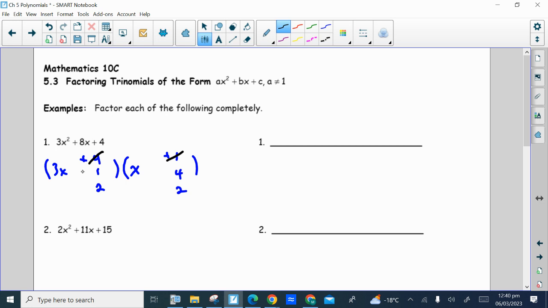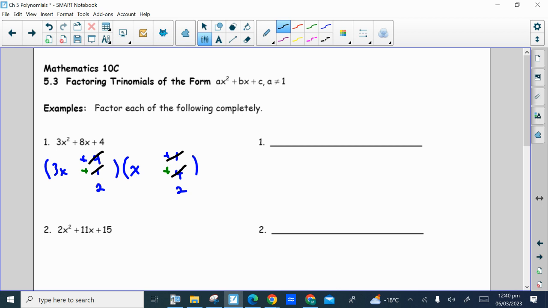What if we did a 1 in the first and a 4 in the second? Again, they both need to be positive. The outer products would be the 3x times the 4, that's 12x. The inner products would be 1 times x, which is 1x. 12x and 1x add to get 13x, not 8x. So that doesn't work either.